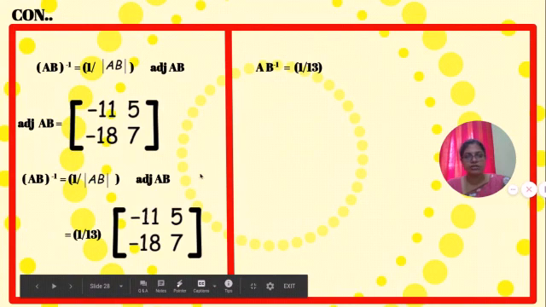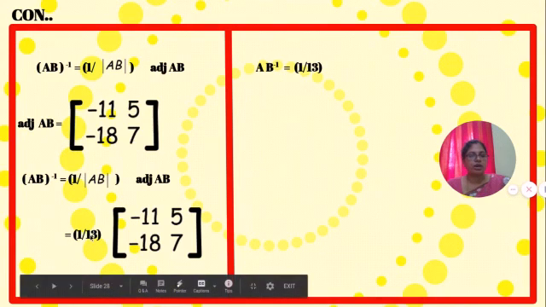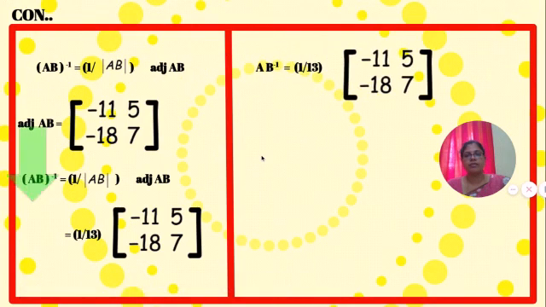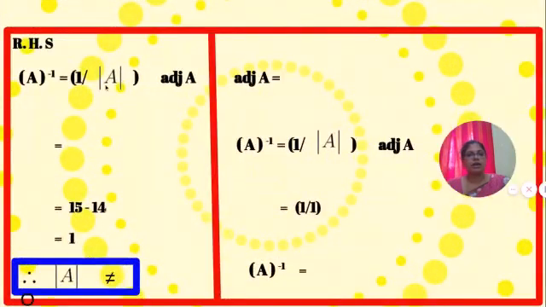So I am substituting this value in the formula. AB inverse is equal to 1 by modulus of AB into adjoint AB. That is equal to 1 by 13 into [[-11, 5], [-18, 7]]. So I am taking this as equation 1. Now let us calculate the RHS.